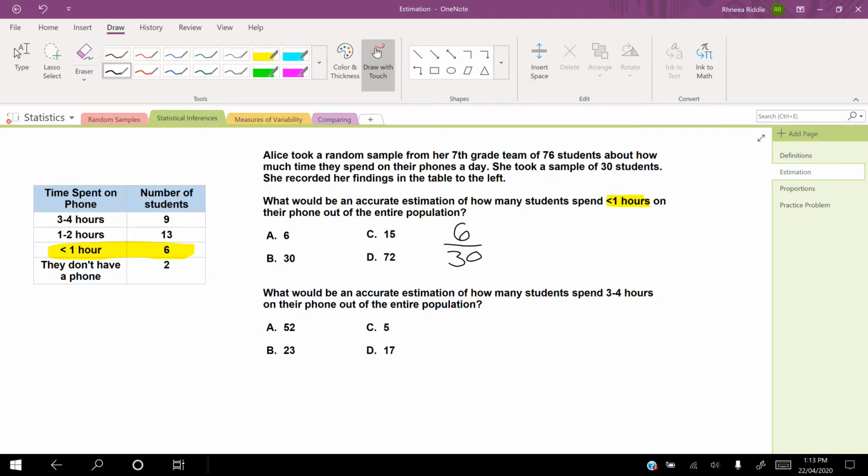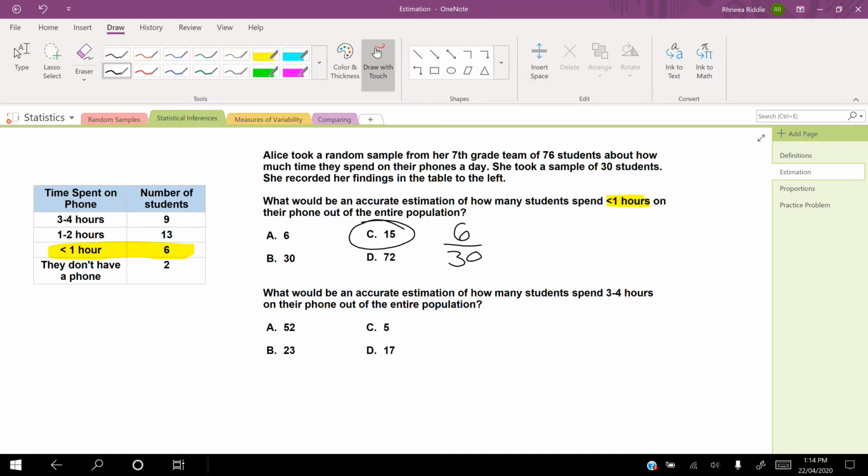So a little more than double of 6. So 6 times 2, doubling 6, is 12. So the number closest to our 12, so a little over the 12, is this 15. So we're going to get the answer C. It would not make sense for A to be correct because that means our sample of 30 students had all students who spent less than 1 hour a day on their phone in that group.